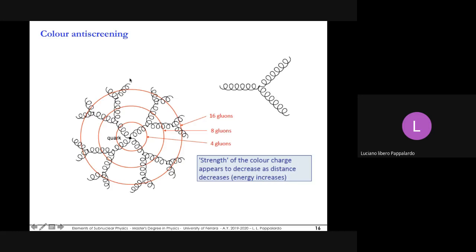So still on this, okay, this slide just in a very simplified picture shows this concept. When you are close to your quark, you only see 4 gluons. So the charge is only barely screened, anti-screened. But as soon as you get far away, now you go to this larger circle, then you have 8 gluons. If you go farther away, you get 16 gluons. And so the farther away you go, the more gluons you have, and the stronger is the anti-screening effect. Okay, this is just to illustrate the process.